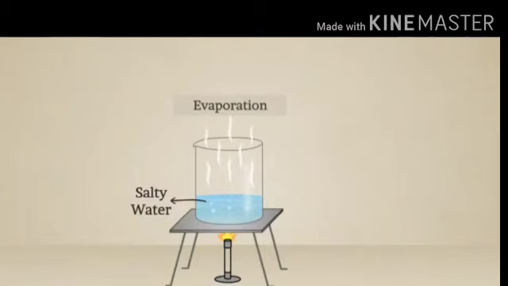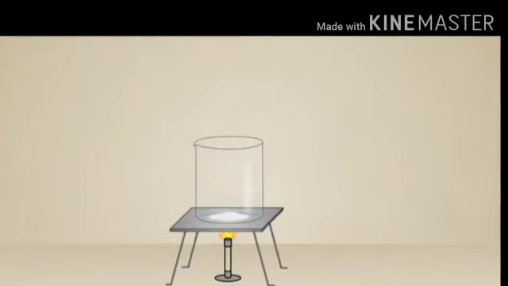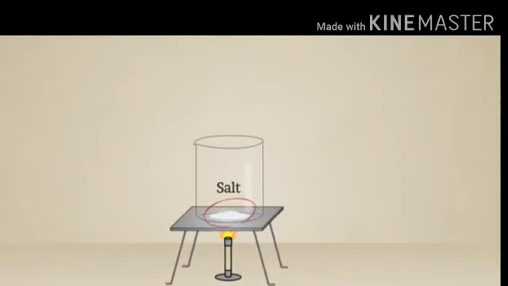This process of separating salt from water is known as evaporation. This process is used for those mixtures in which one component is volatile in nature. Volatile means that the component should be evaporated on heating.